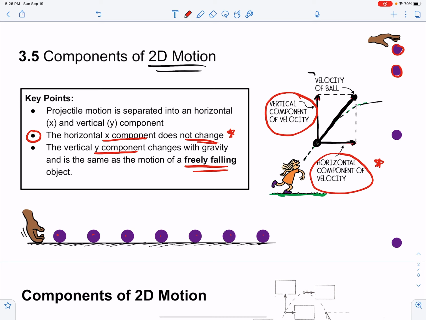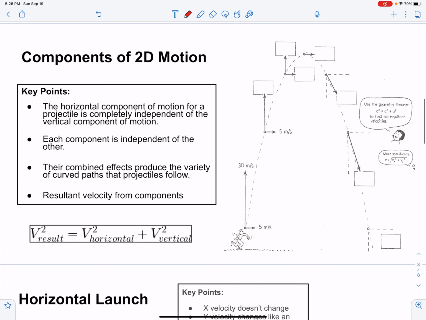Why? Turns out vertical forces affect vertical motion, but vertical forces don't affect horizontal motion. Okay, so if they don't have a force, we're not going to have an acceleration, and acceleration is what causes our velocities to change. So that gives us the following. The horizontal component of motion for a projectile is completely independent of the vertical component of motion. Each component is independent of the other, but their combined effects produce the curved paths that we see in our projectile motions.